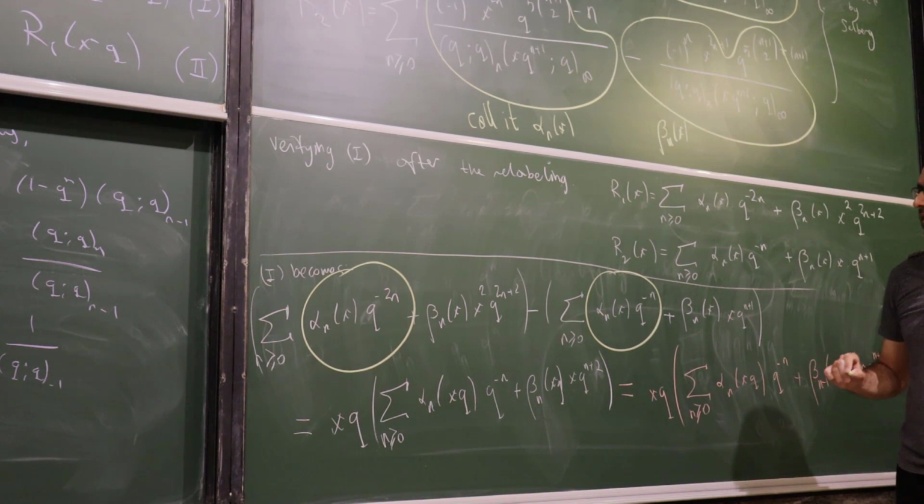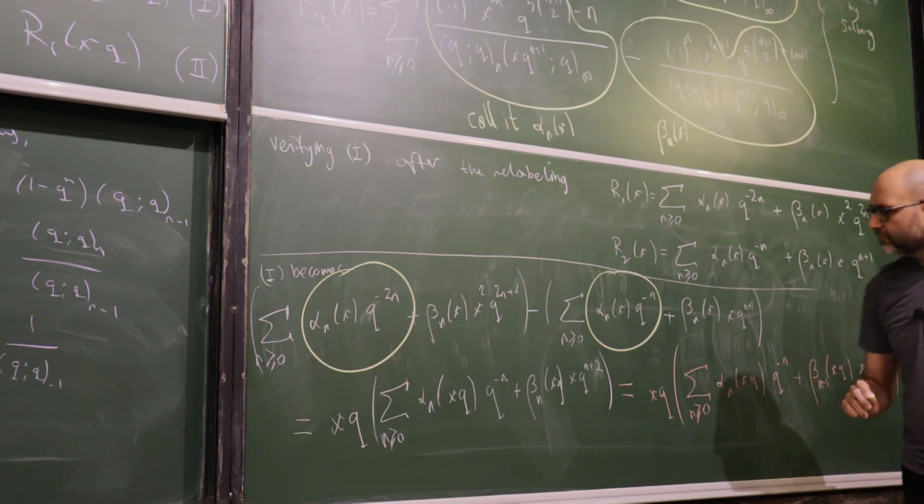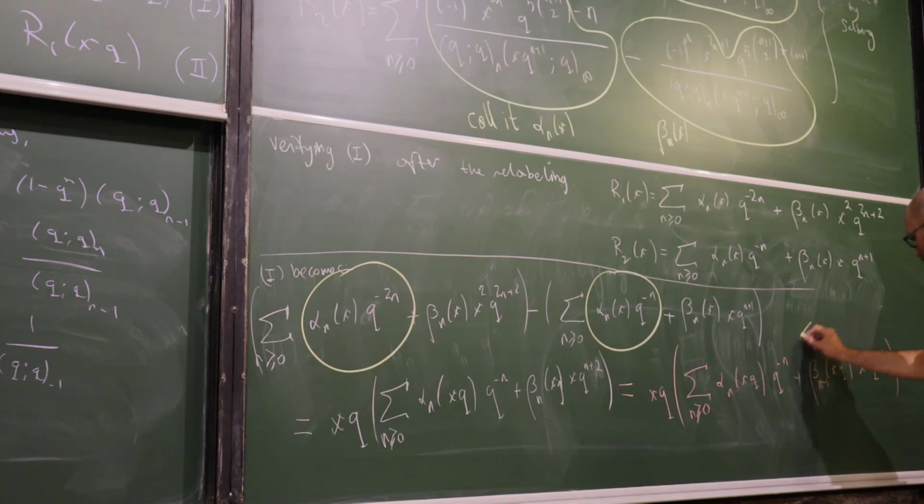Now, consider the alphas on the left with the beta on the right for all n.